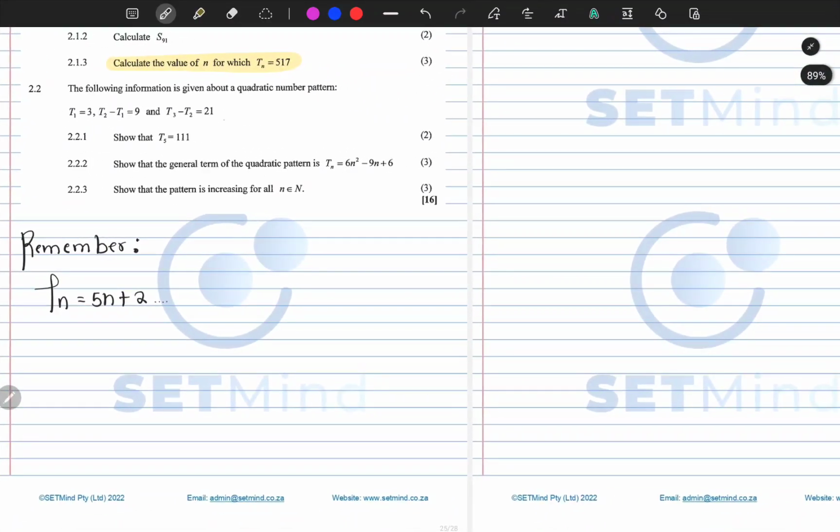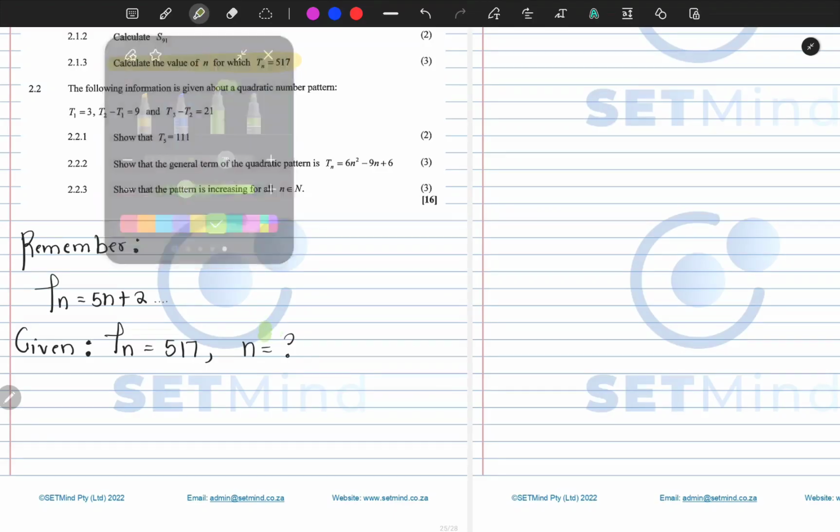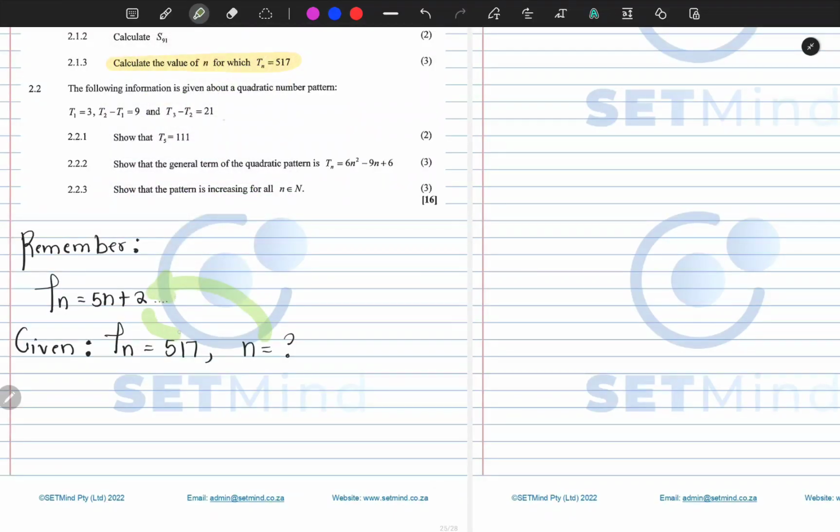So we found our Tn as 5n plus 2. If you look at the problem, we are given that Tn is equal to 517. Essentially, if we are given Tn, what we want to know is what n value we put in this equation to get that Tn. So we will equate 517 to the Tn expression, which is 5n plus 2.